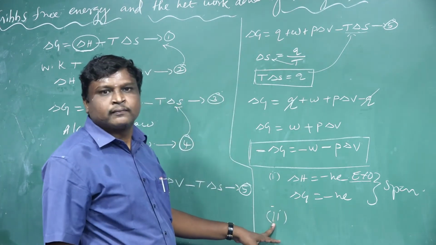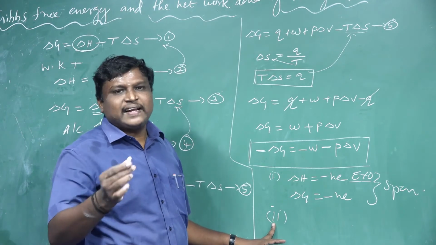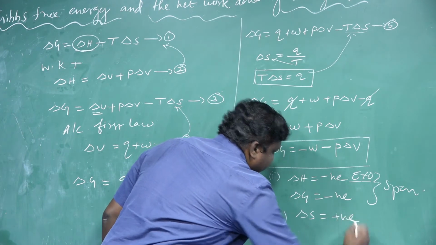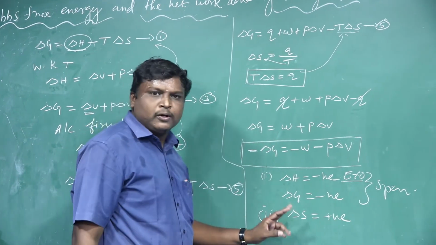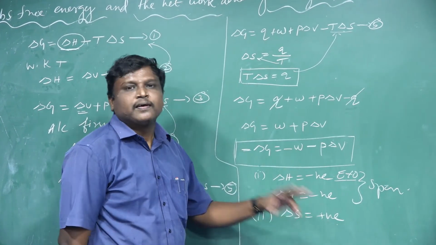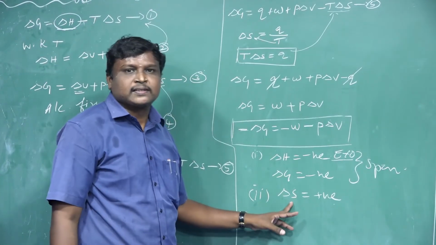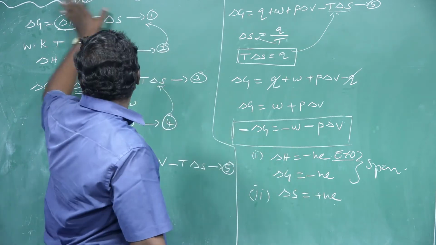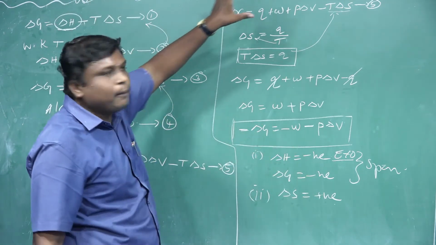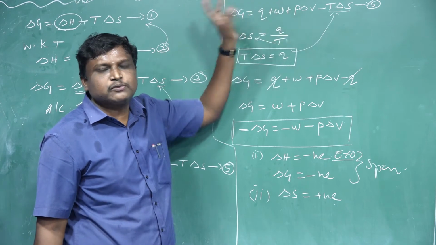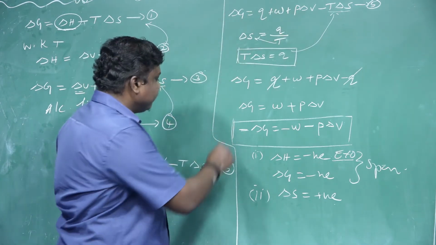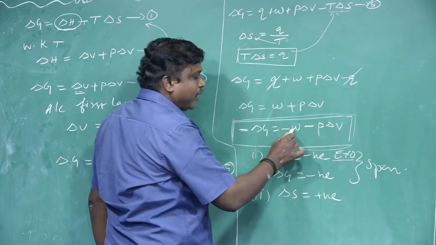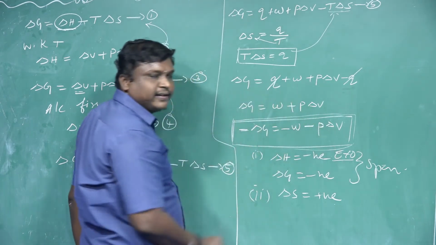Next one, ΔS, the change in entropy. When ΔS is positive, the reaction becomes a spontaneous process, going from an ordered to a disordered state. That is Gibbs free energy and work done by the system. We can conclude minus ΔG equals minus W minus PΔV.